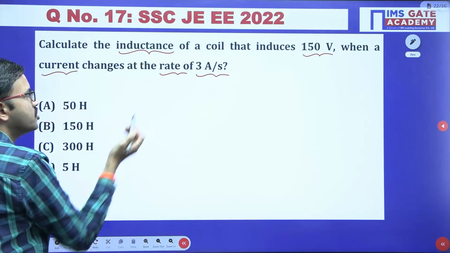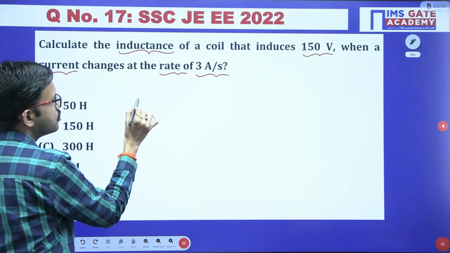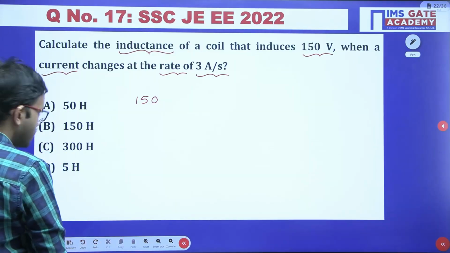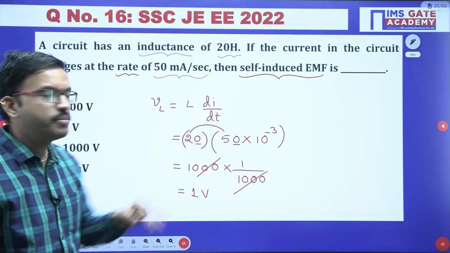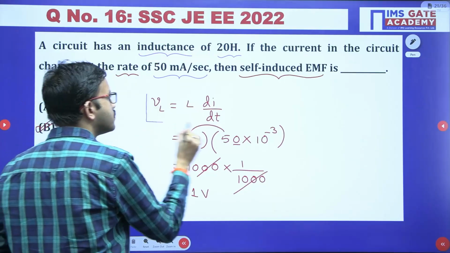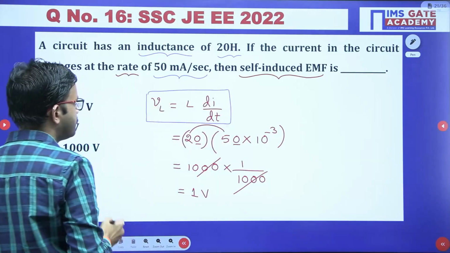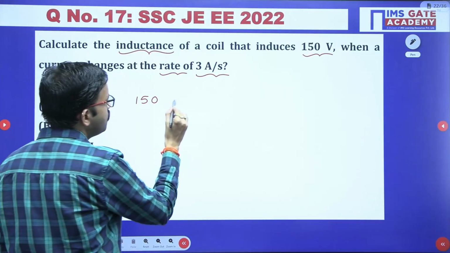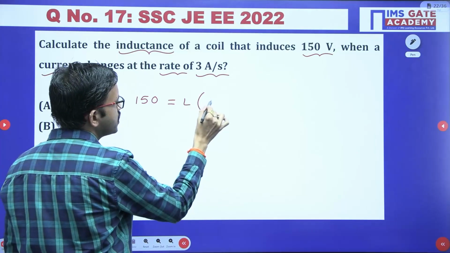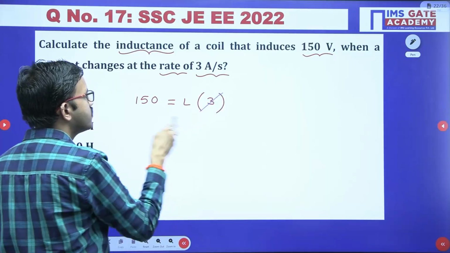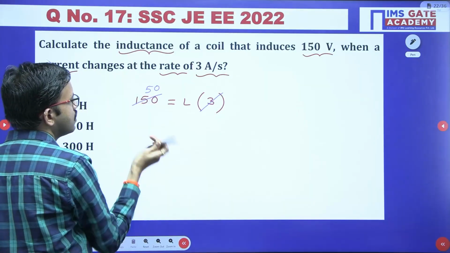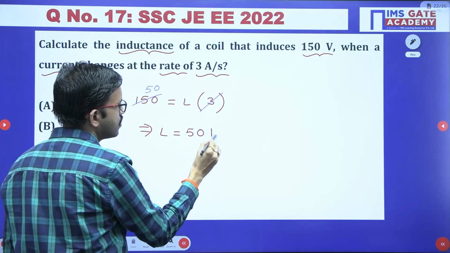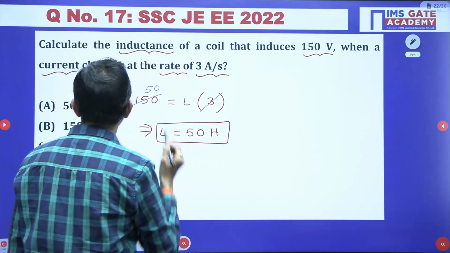The same formula you can use: voltage equal to L into dI by dt. Here in this question voltage equal to 150. Now the L value we have to calculate, dI by dt they have given as 3. So here 3 into 50 gives 150. That means the L value is 50 Henry. Inductance value is 50 Henry.